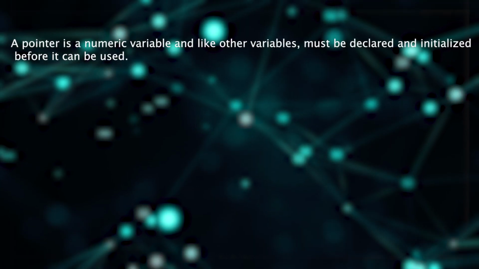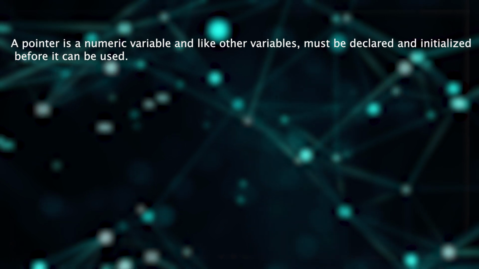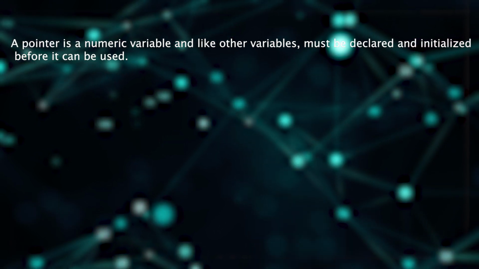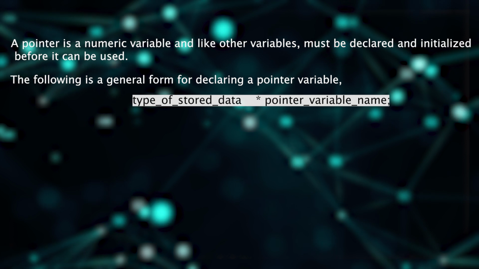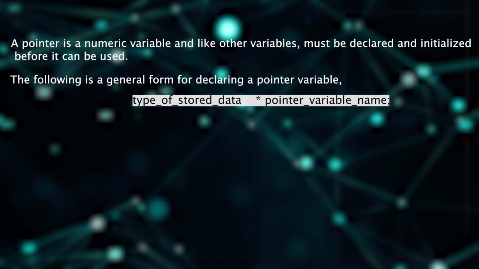In C, a pointer is a variable that stores the memory address of another variable. A pointer provides a way to indirectly access and manipulate data by pointing to the memory location where the actual data is stored. A pointer is a numeric variable and, like other variables, must be declared and initialized before it can be used.